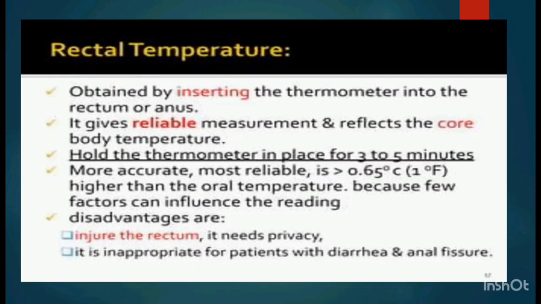So next is rectal temperature. It is obtained by inserting the thermometer into the rectum or anus. It gives a reliable measurement and reflects the core body temperature. Hold the thermometer in place for 3 to 5 minutes to get a proper temperature measurement. It is more accurate, most reliable, and is about 0.65 degrees Celsius higher than the oral temperature because few factors can influence the reading.